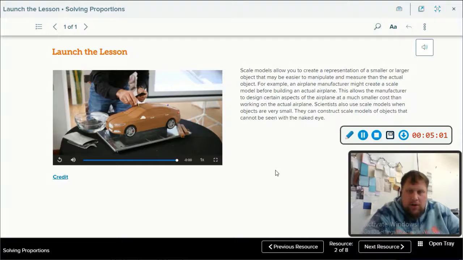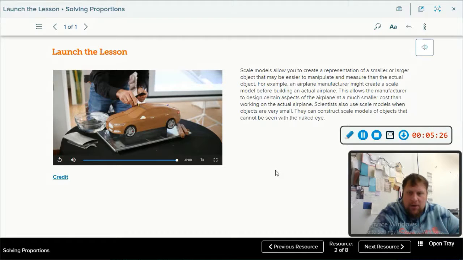Scale models allow you to create a representation of a smaller or larger object that may be easier to manipulate and measure than the actual object. For example, an airplane manufacturer might create a scale model before building an actual airplane. This allows the manufacturer to design certain aspects of the airplane at a much smaller cost than working on the actual airplane. Scientists also use scale models when objects are very small.